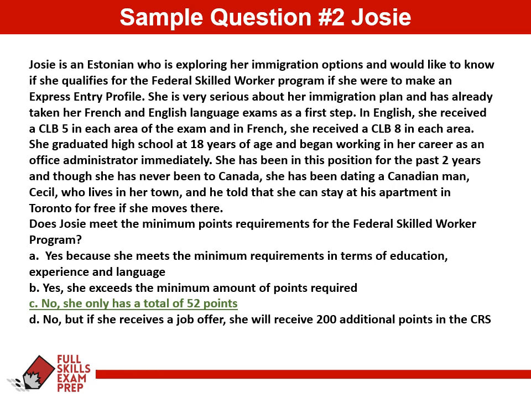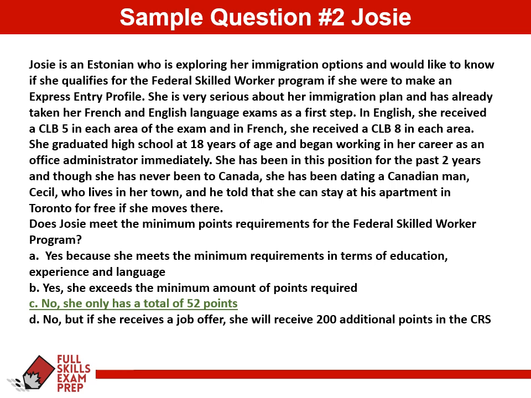All right, then we have her work experience that we saw before. She graduated from high school at 18 and began working as an office administrator immediately. She's been in this position for 2 years. So we saw that when we looked at her work experience. And then we have the part that didn't give her any points in adaptability, as we saw, which was that she's dating a Canadian person and he told her that she can stay in his apartment in Toronto for free.